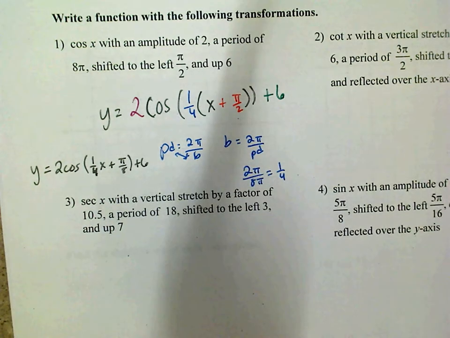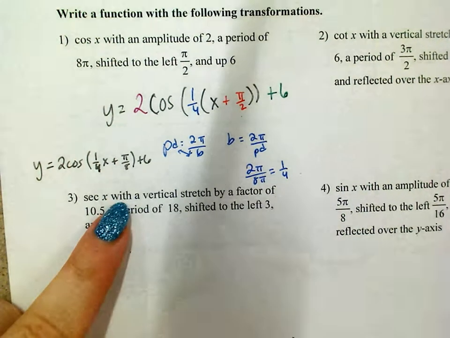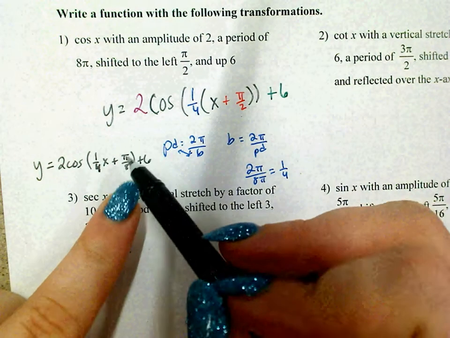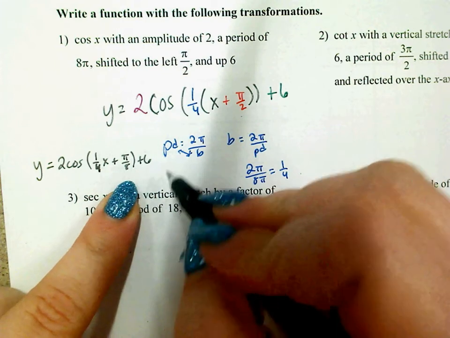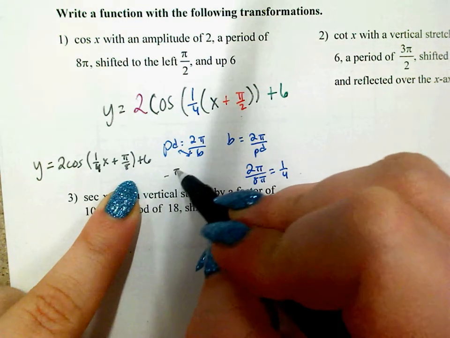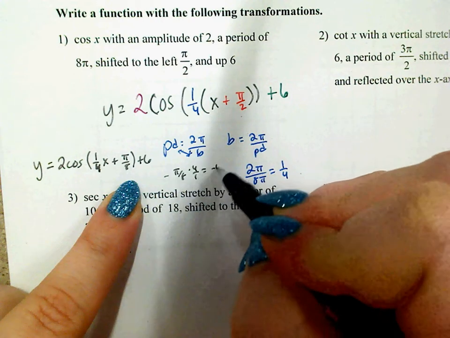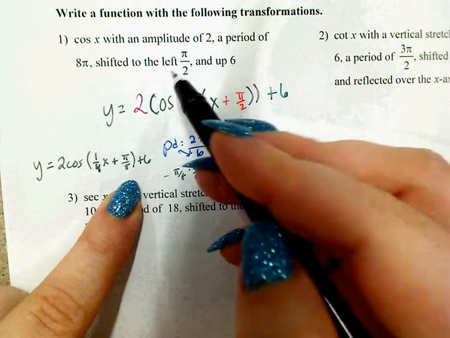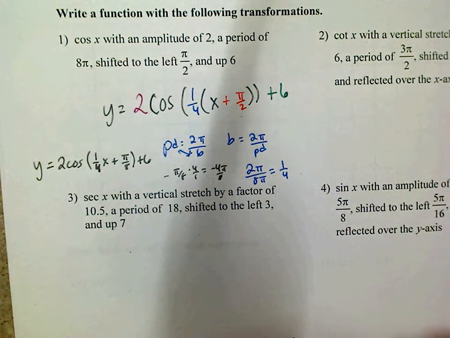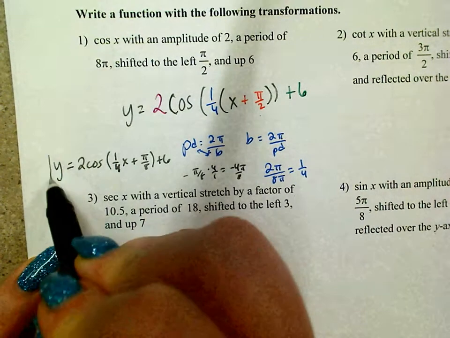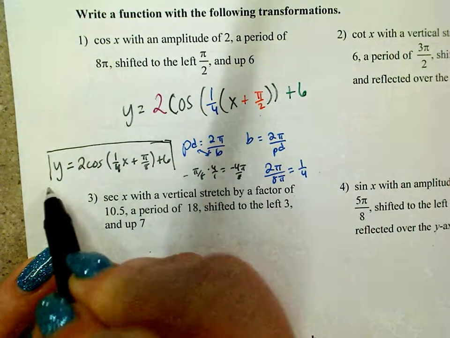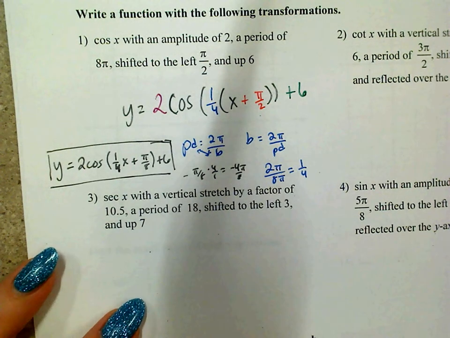Now don't forget, you can test your own answer. If you're supposed to go to the left pi over 2, then do negative c over b. Negative pi over 8 divided by 1/4, same thing as multiplying by 4 over 1. You get negative 4 pi over 8, which is negative pi over 2, to the left pi over 2. So there's no reason to miss it if you can check yourself and determine whether or not you're correct, and then adjust if you need to. So there's number 1.